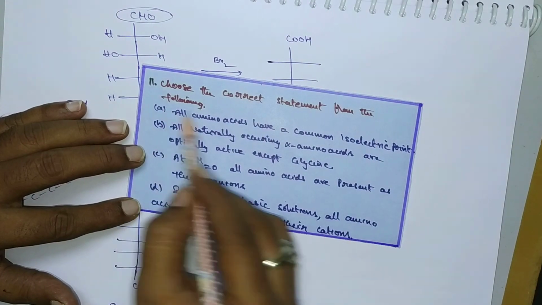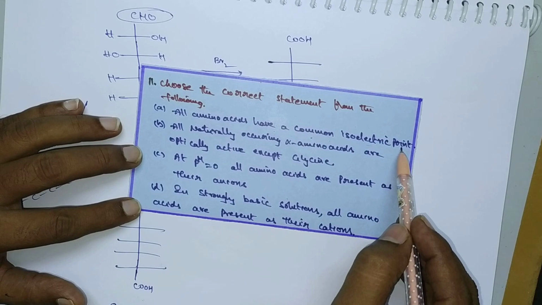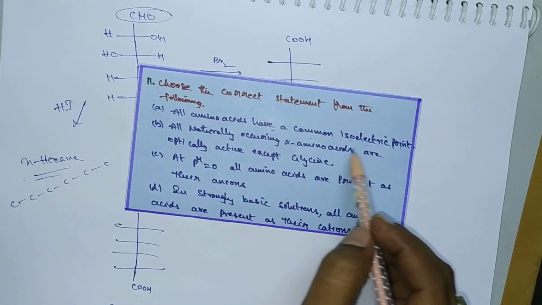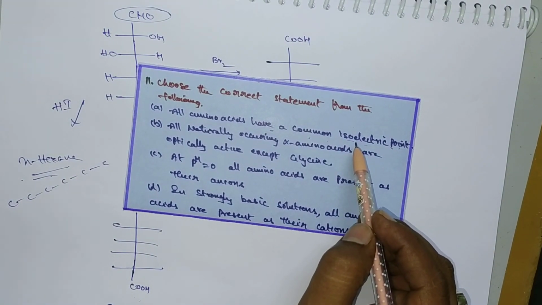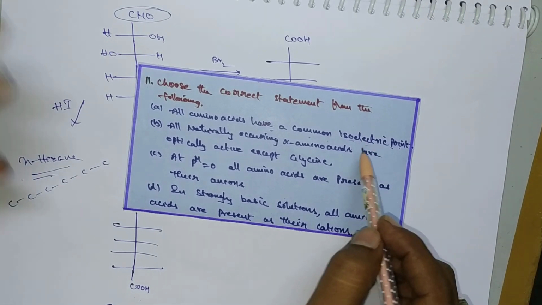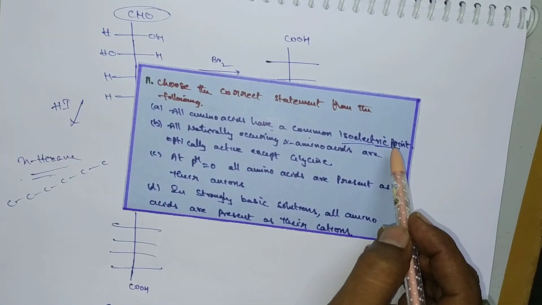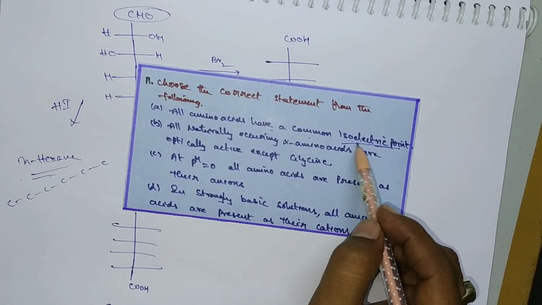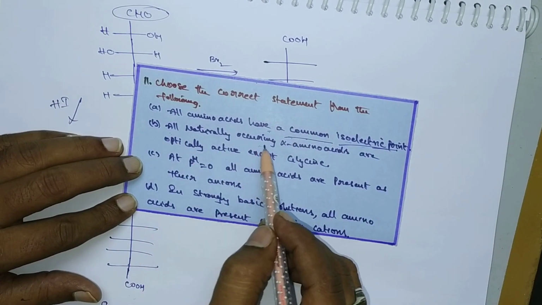Choose the correct statement from the following. All amino acids have a common isoelectric point. No, it is not true, because different amino acids will have different isoelectric points. Acidic amino acids will have one value of pH. The isoelectric point is the pH at which the amino acid solution does not tend towards any one of the electrodes in the presence of electricity. So here it does not possess any common isoelectric point, so that's why it is not a correct statement.